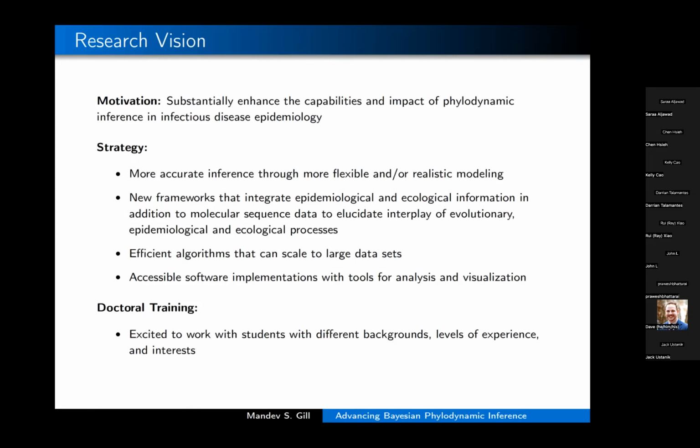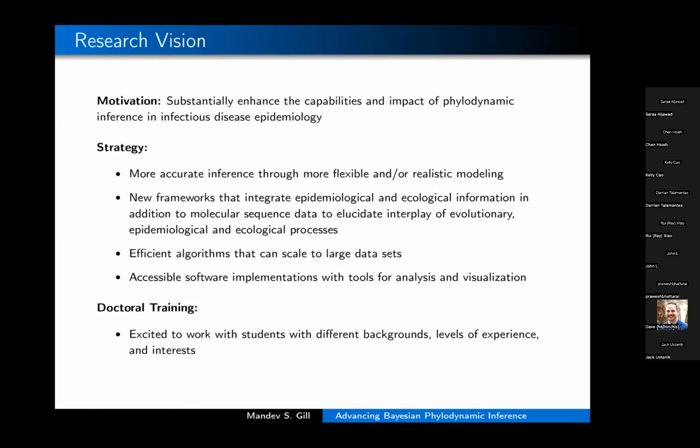So first, to strive for more accurate phylogenetic inference through modeling that's more flexible and or in some sense more biologically realistic. Second, to develop new frameworks that integrate epidemiological and ecological information in addition to molecular sequence data and can help us better understand the interplay of evolutionary, epidemiological, and ecological processes. Third, to accompany these new statistical methods with efficient algorithms that allow them to scale to large data sets. And finally, for maximal impact, to provide accessible software implementations with tools for analysis and visualization of results.